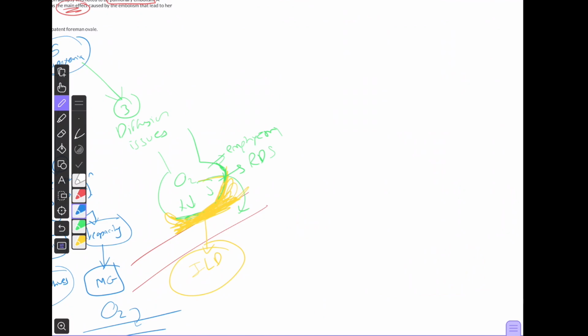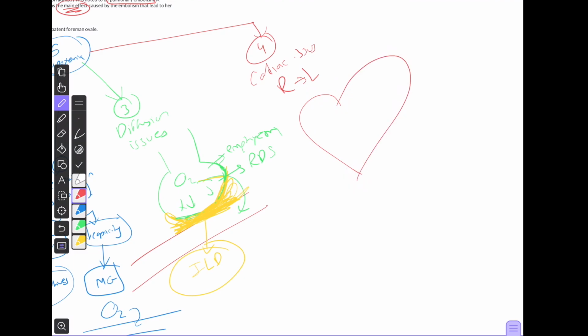The fourth cause that I would like to talk about is cardiac issues. Specifically, a right to left shunt. What do I mean by that? If this is your heart, remember that your left side basically goes to your systemic circulation. Your right side goes to your lungs.